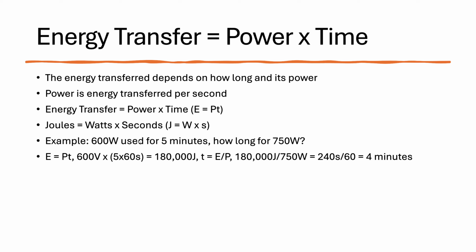So if you've got 600 watts and that's used for 5 minutes, how long would it take 750 watts to supply that? So first of all, E equals PT. That's going to be 600 watts times 5 times 60 seconds. That equals 180,000 joules. If you then want to find out how long that would take 750 watts to do, you do T equals E over P. So 180,000 divided by 750 watts. That equals 240 seconds, divided by 60, which is 4 minutes basically is how that works.